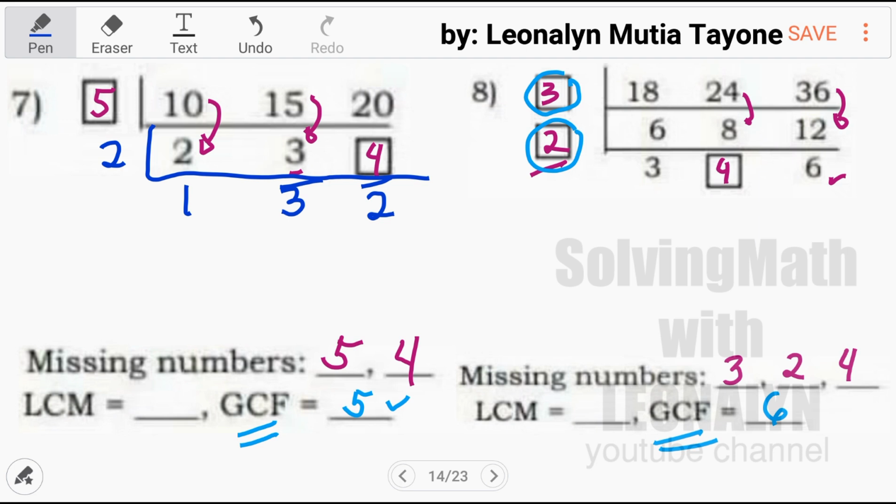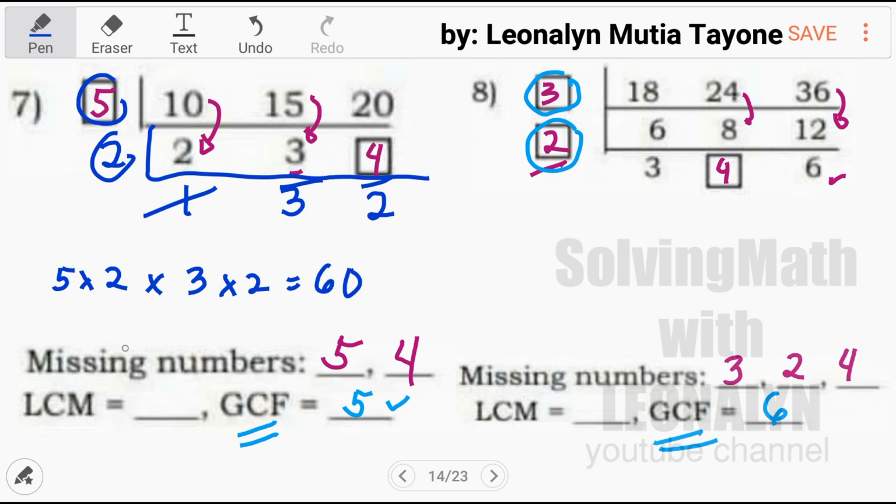So, ngayon, pwede na tayong mag-multiply. 5 times 2, and that is 10. Times 3, itong si 1, i-ignore lang natin yan, pareho lang. Times 3 equals 30 times 2, and this is 60. So, ang least common multiple ay 60.